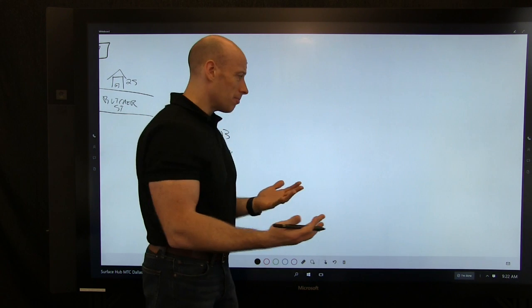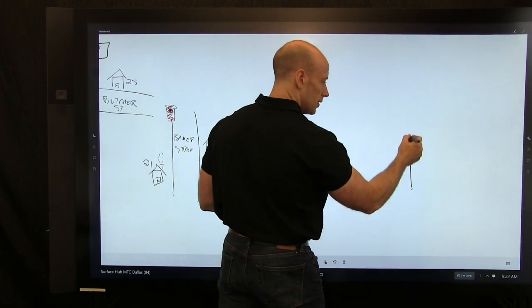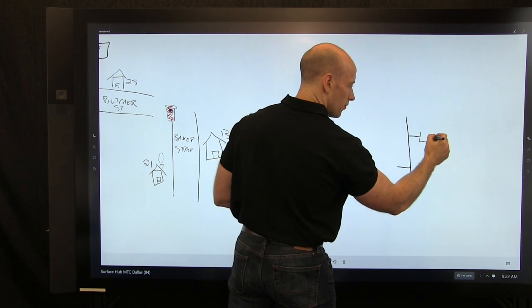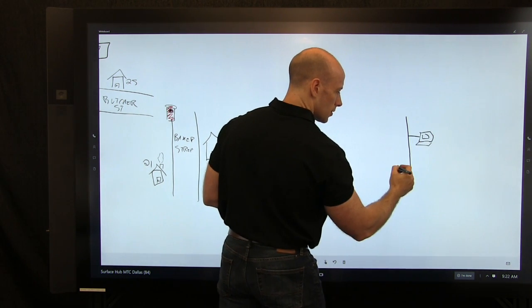Networks are exactly the same. I have a network, and off of the network I have computers.